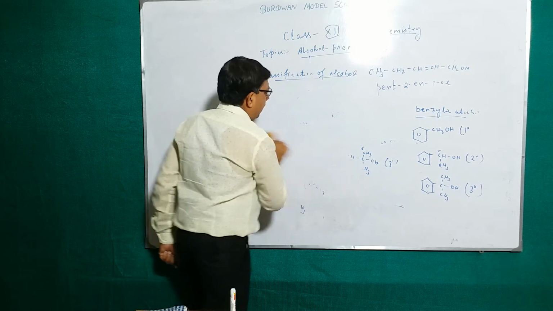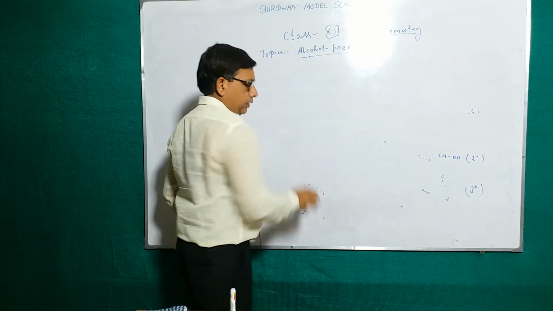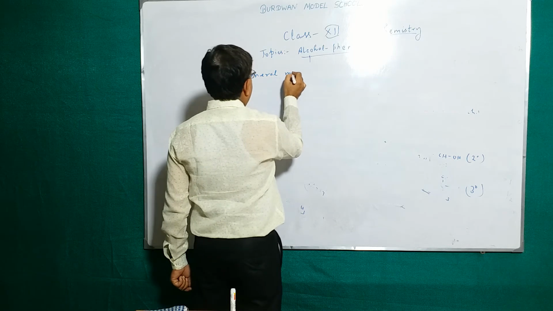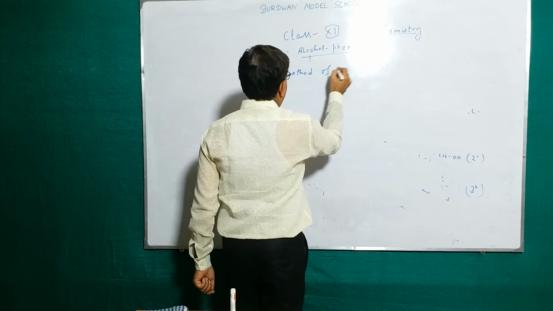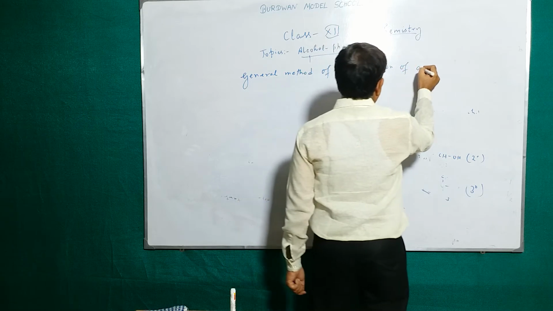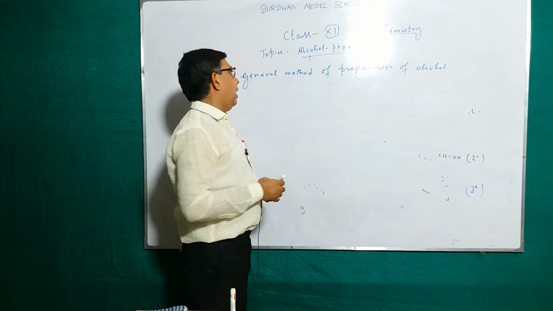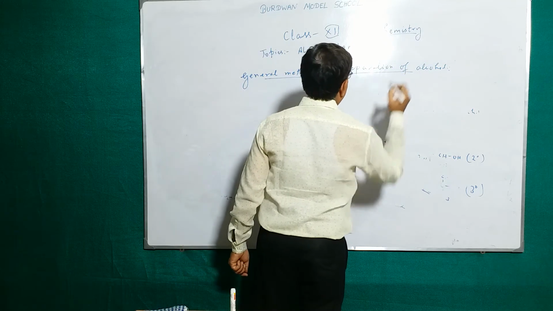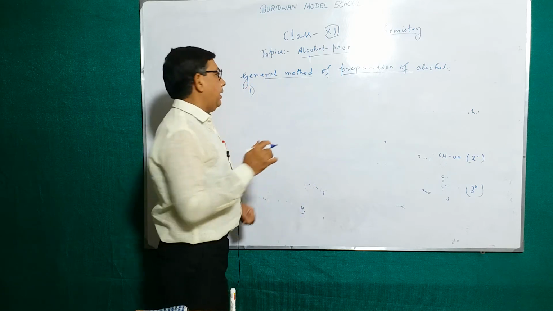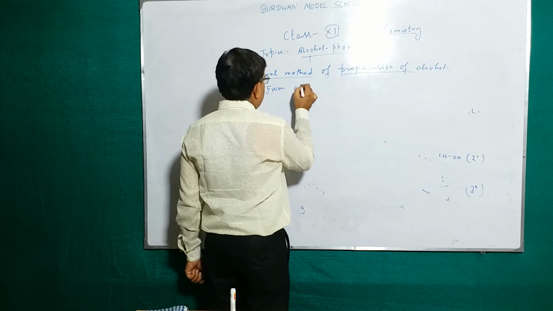Now the next, how will you prepare alcohol? The general method of preparation of alcohol. Number one, alcohol is prepared from alkyl halide.